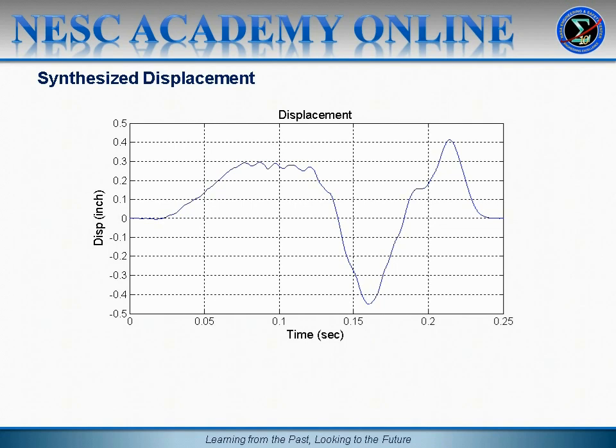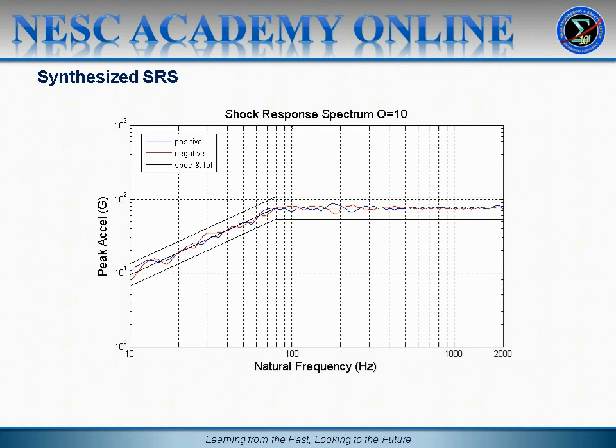Also note that we had specified in the MATLAB script that 0.65 inches was our maximum limit. But in this case, we've done better than that, and the peak absolute displacement is about 0.45 inches. So the signal appears to be a very good candidate for satisfying the shock response spectrum specification, and that will be shown in the next plot.